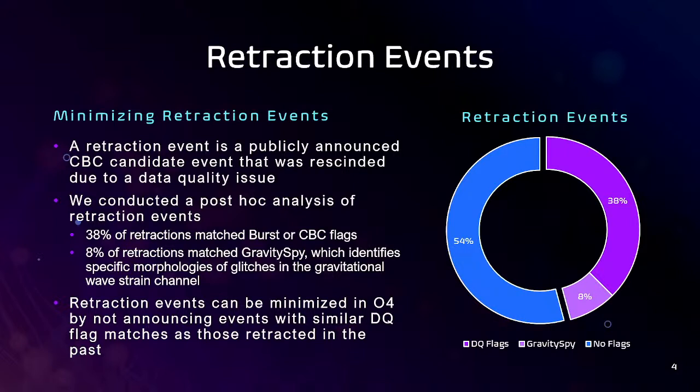So going into O4, that observing run, we can avoid so many retraction events by not announcing the ones that are known to have these data quality issues, which would be easiest if we have much better knowledge of what the data quality flags are before they're announced.